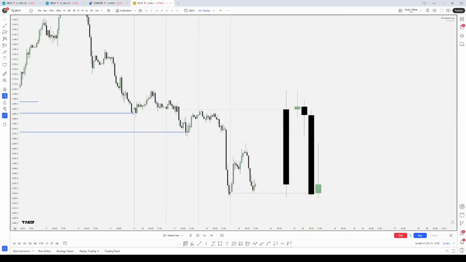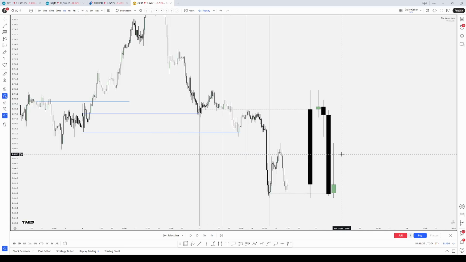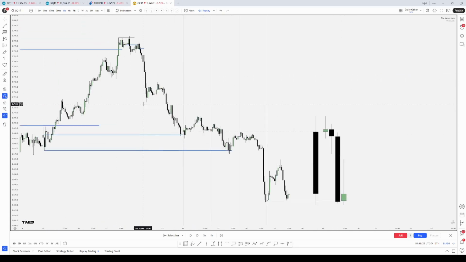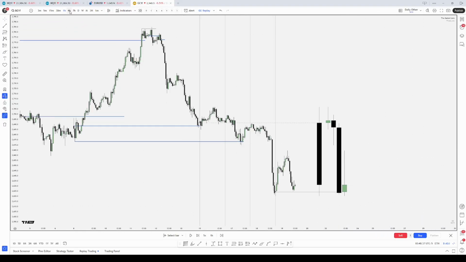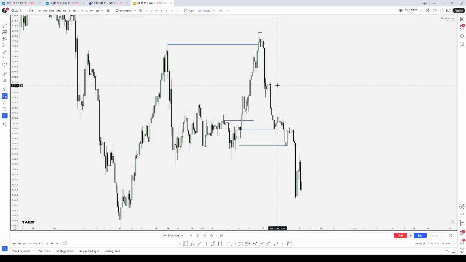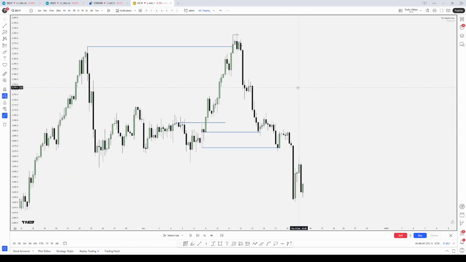So that is basically the extent of my section in the tool. So if there's any questions, we can answer that, or we can call it there. But that is essentially how I use it. You can also use it on the 4 hour. I just prefer the hour, how it blends together.